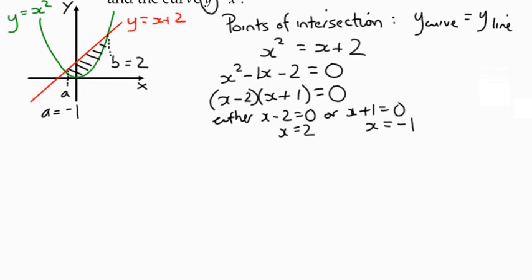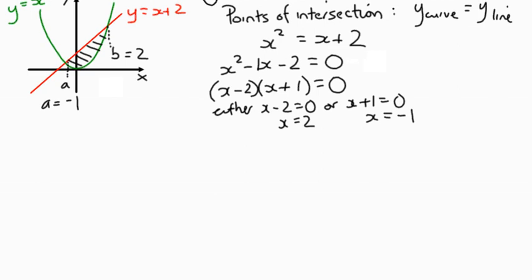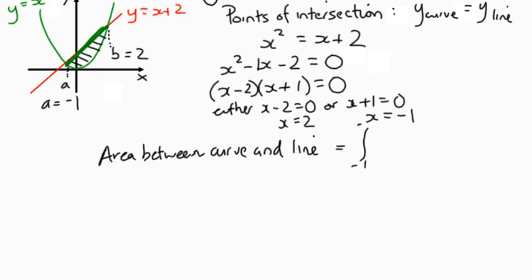So we're then wanting to find the area between the line and the curve. For this particular situation, the upper function is the line and the lower function is the curve. So we can say that the area between the curve and the line is equal to the integral from -1 to 2 of our upper function, which is the line, x plus 2, minus the lower function, which in this case is x squared.